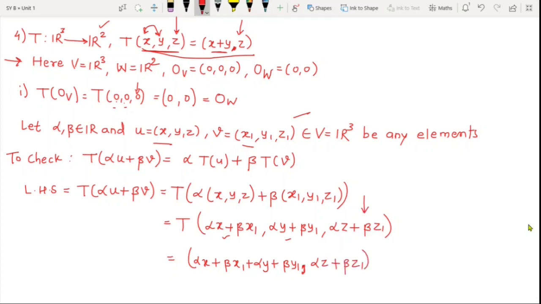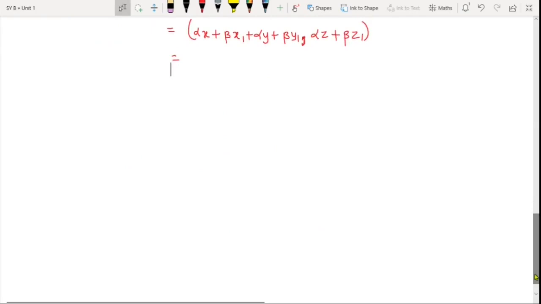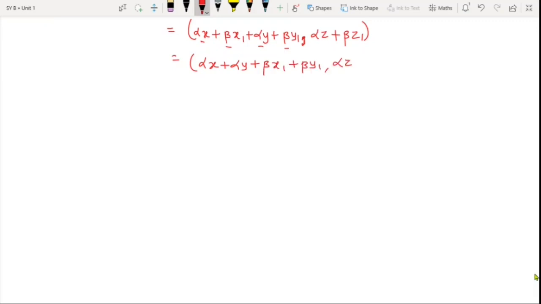Now you can see there are two terms of alpha and two terms of beta, so we will simply combine them together. So this is equal to (alpha x plus alpha y plus beta x1 plus beta y1, alpha z plus beta z1). I'll call it star. So this is our LHS.